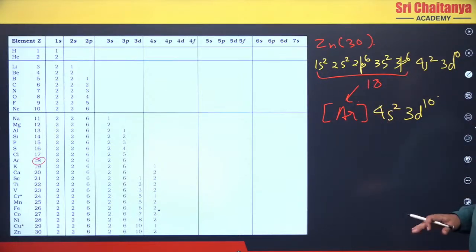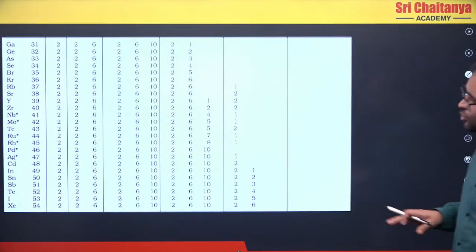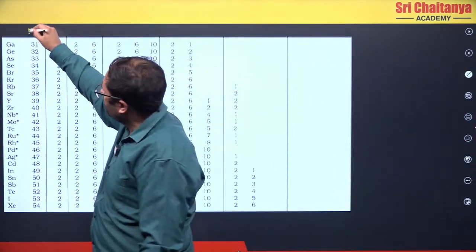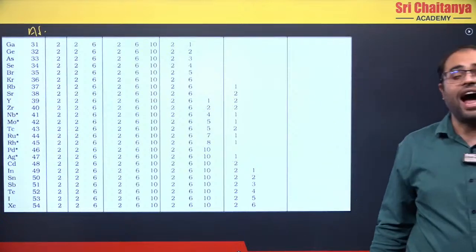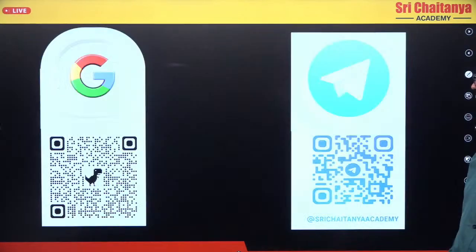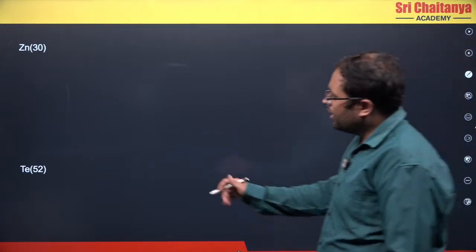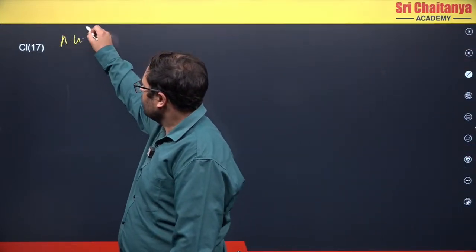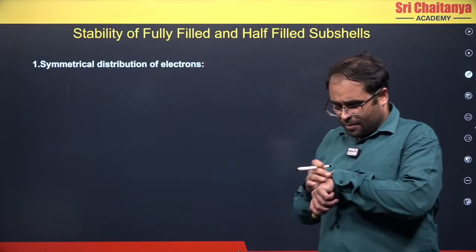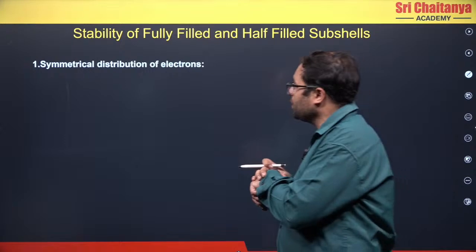So like this you can write, based on the atomic number, you can write the configuration for all the atoms which are found in the periodic table, right? So you can take this as homework. Tellurium, chlorine, right? Now, stability of fully filled and half filled orbitals.